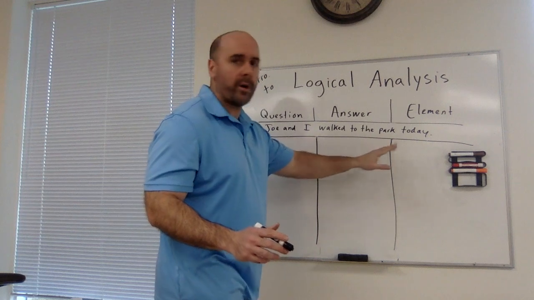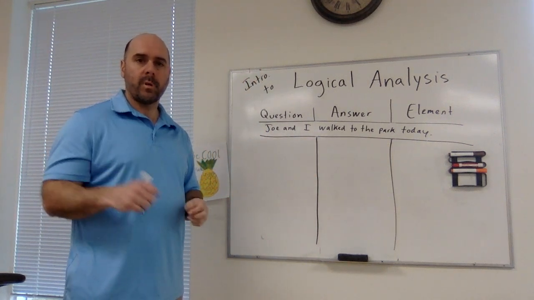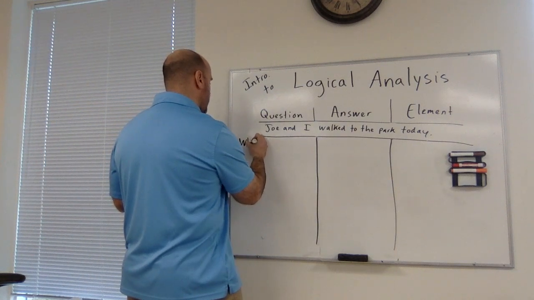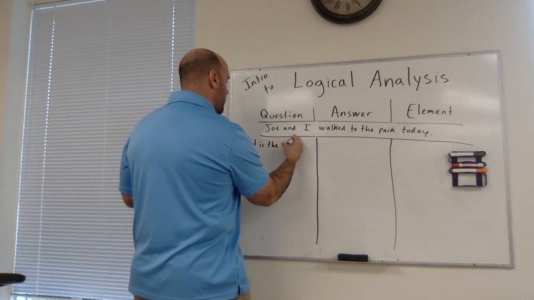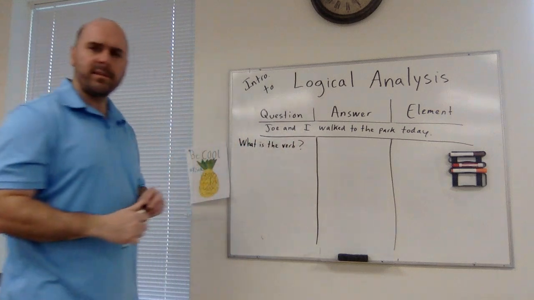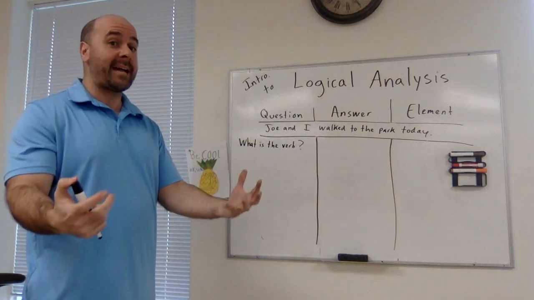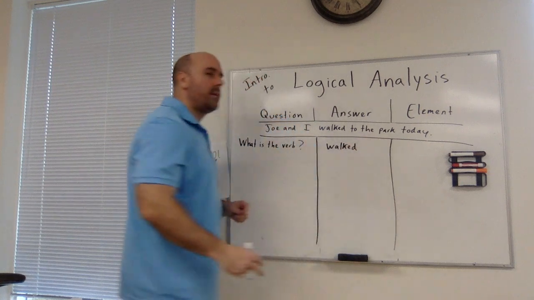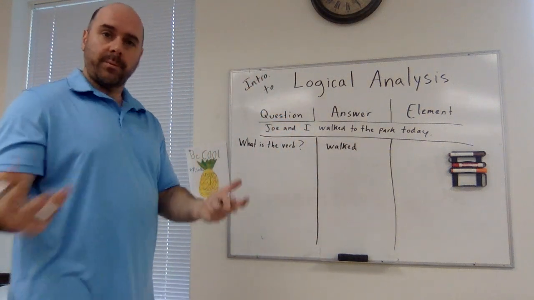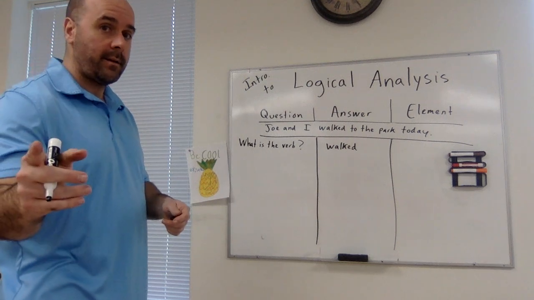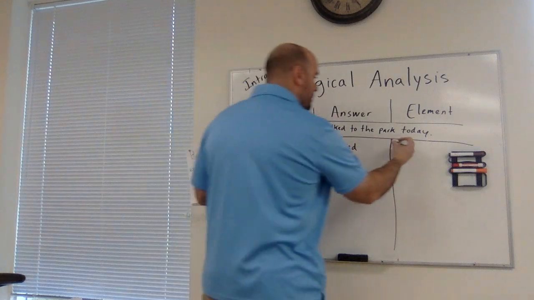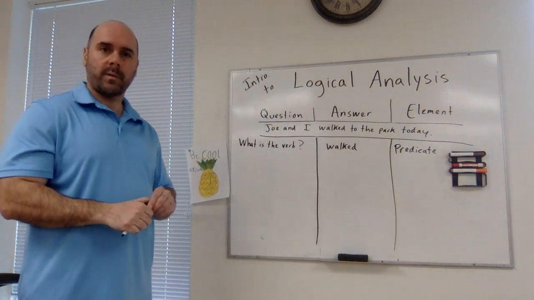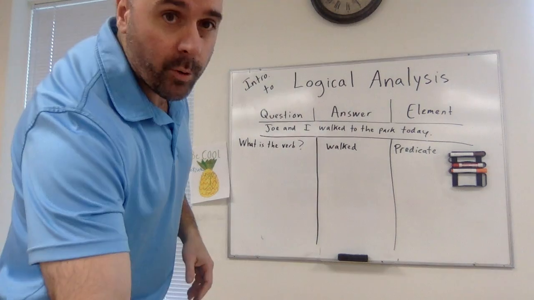Joe and I walked to the park today. What's the first question we always ask? That's right. What is the verb? And what is the verb? Do you know? That's right, it's the action word in the sentence. In this case, that is walked. And as I'm sure you can tell by now, we're establishing a pattern. It looks like the element is going to be, I hear predicate out there? That is correct. Okay, that is your predicate. Okay, great. So walked.